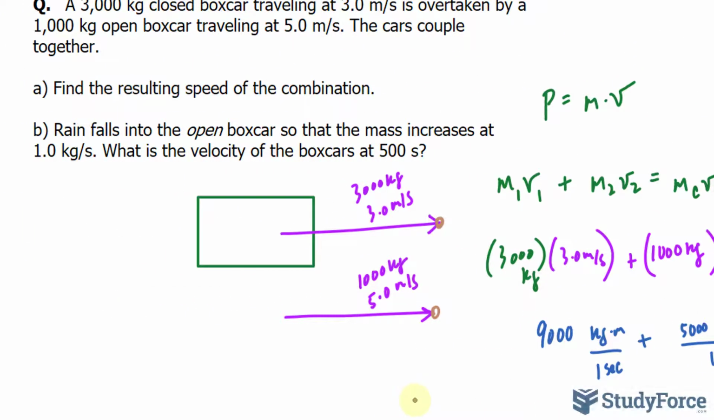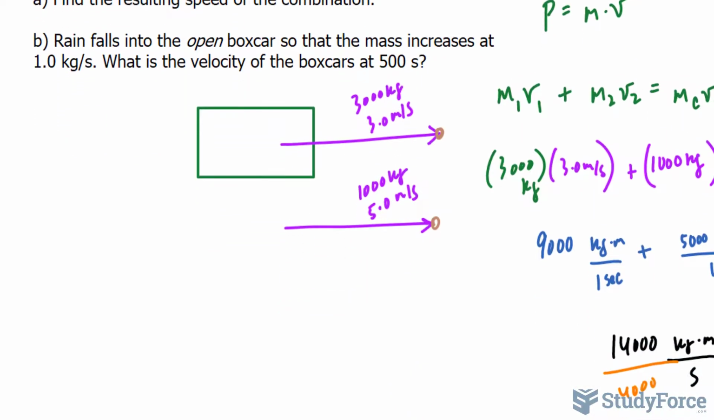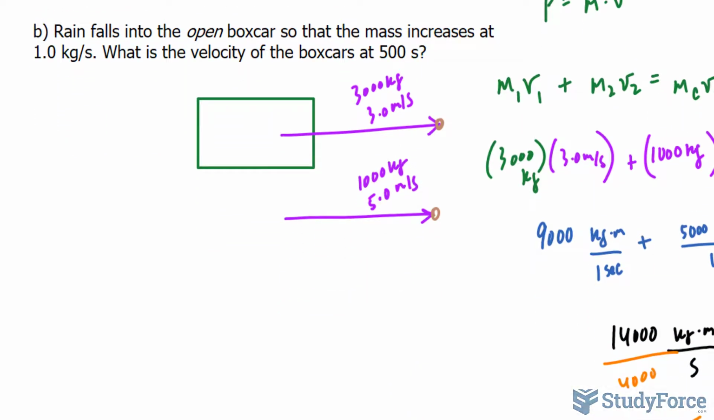In part B, rain falls into the open boxcar so that the mass increases at 1.0 kilograms per second. Now if you read this, that's a lot of rain. 1.0 kilograms per every second. Wow. What is the velocity of the boxcar after 500 seconds?